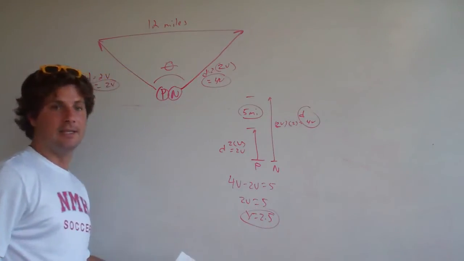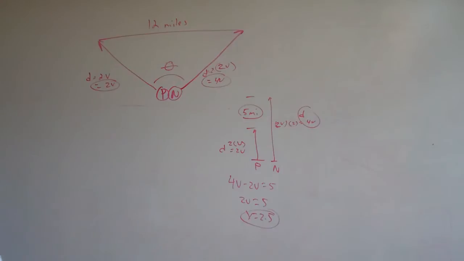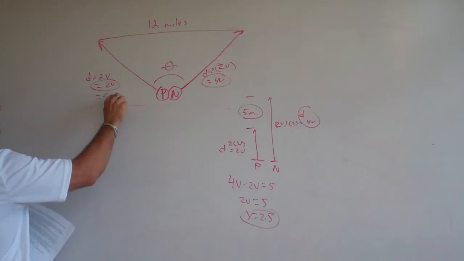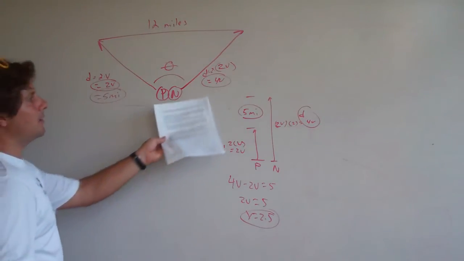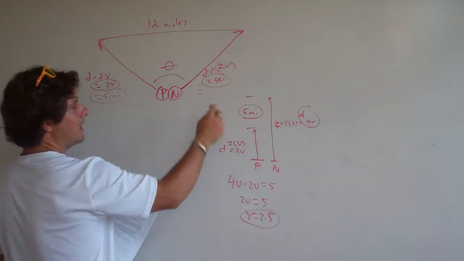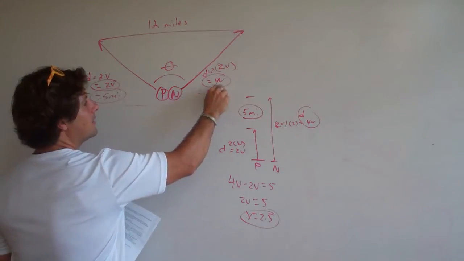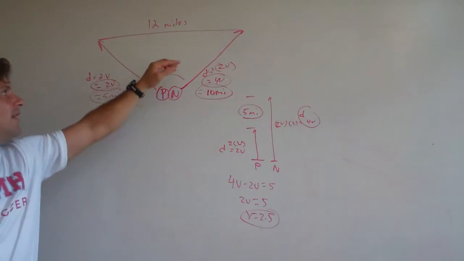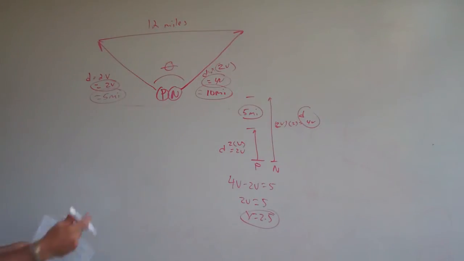That's their velocity. Now that we know their velocity, we can find the distance that they each went. So Pierre ran 2v, so he ran 5 miles. Nicole ran 4v, so she ran 10 miles. So now I know side, side, side. I'm trying to find an angle, so I can use the law of cosines.